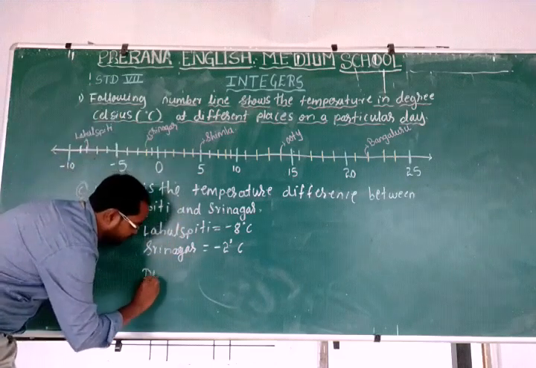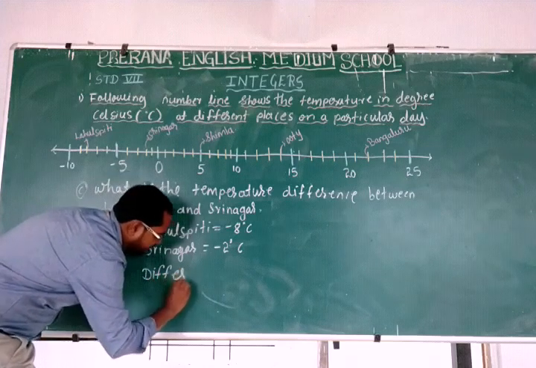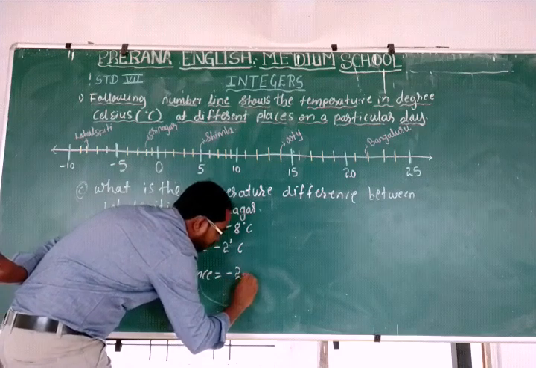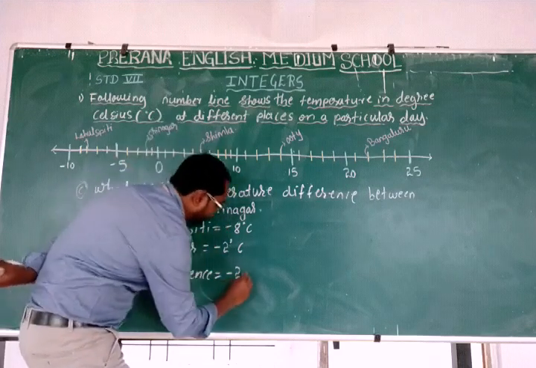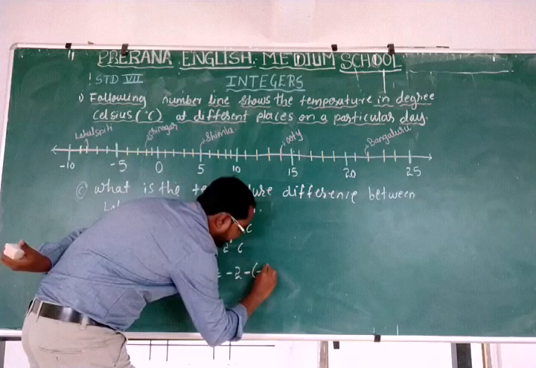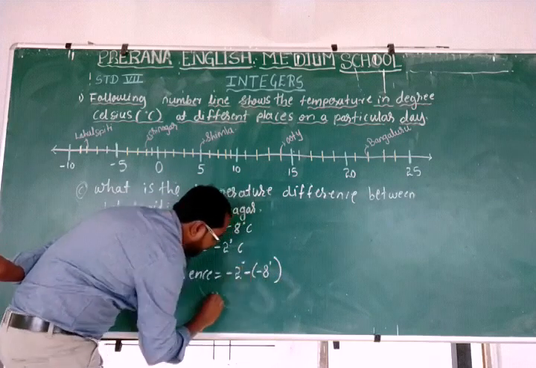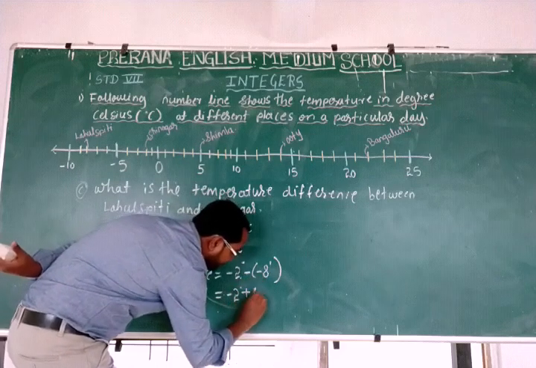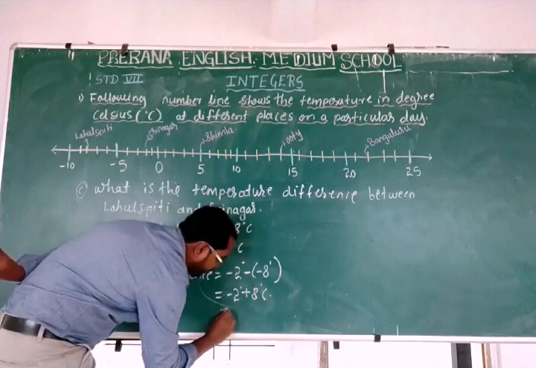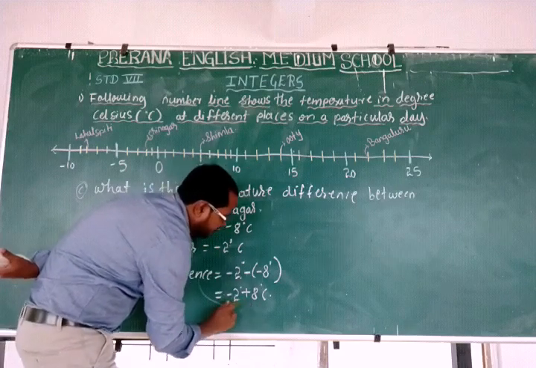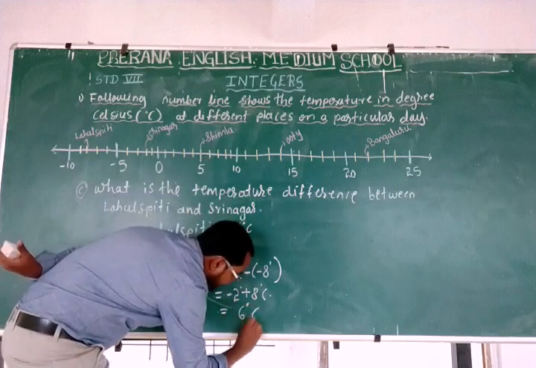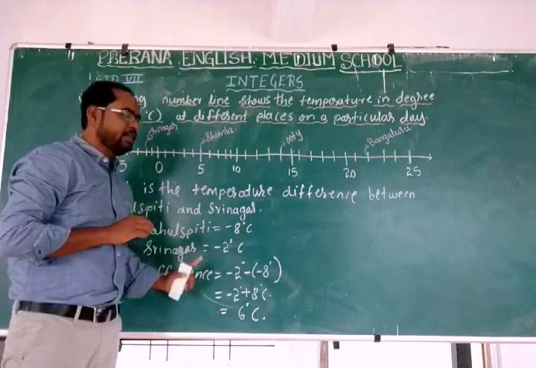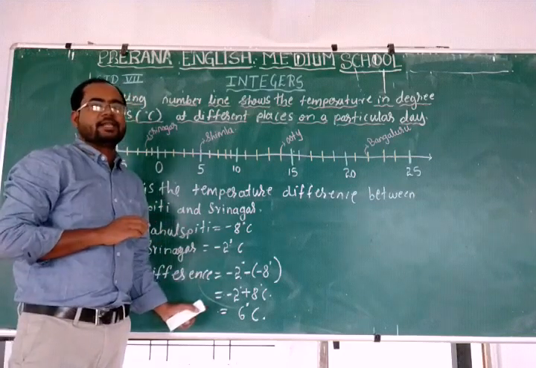That means, while finding the difference, we have to write minus 2. Difference means we have to subtract minus 8 degrees. Minus 2 degrees minus of minus 8 degrees. Minus into minus will be plus 8 degrees Celsius. So 8 minus 2 will be 6 degrees Celsius. So the temperature difference between Spiti and Srinagar is 6 degrees Celsius.